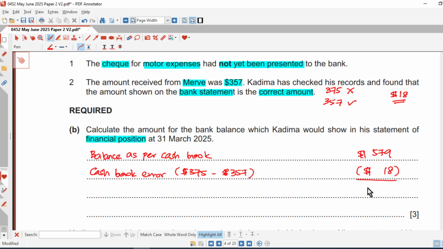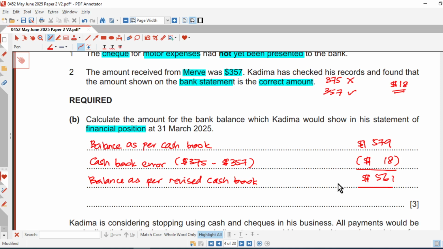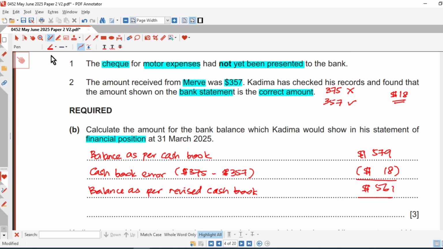Now take your calculator and work out the adjusted cash book balance. Yeah, even without a calculator, you should get this. So the balance as per revised cash book is going to be $561. Now that is your financial position balance, 561. So we're going to leave that as the final answer, 561.